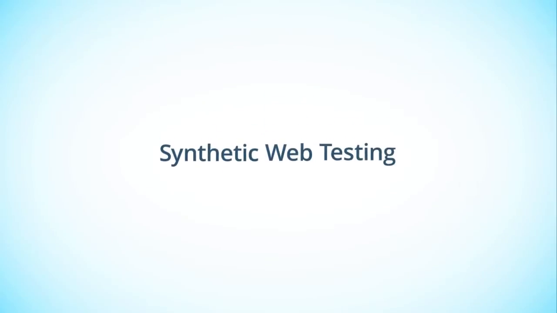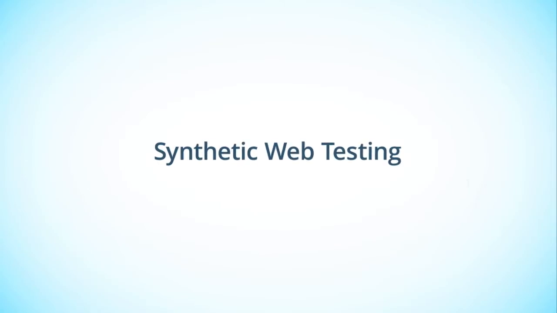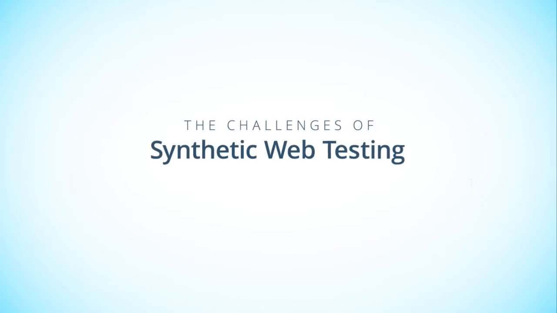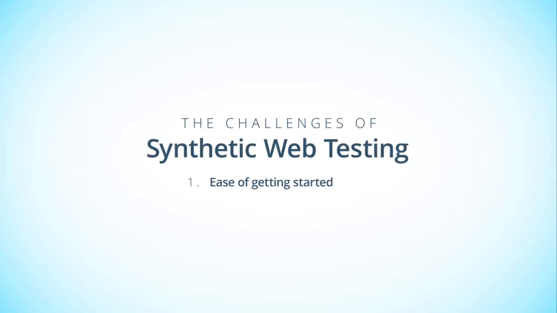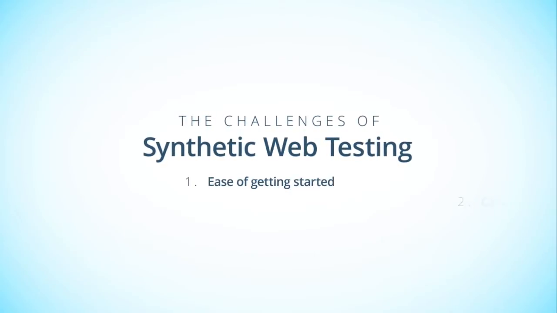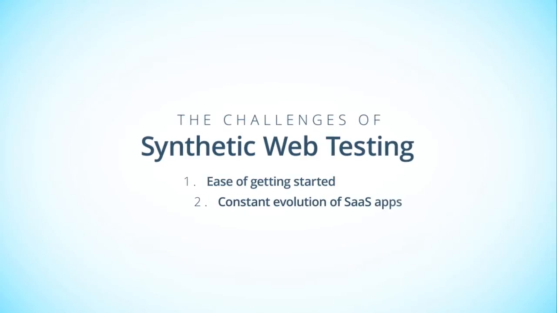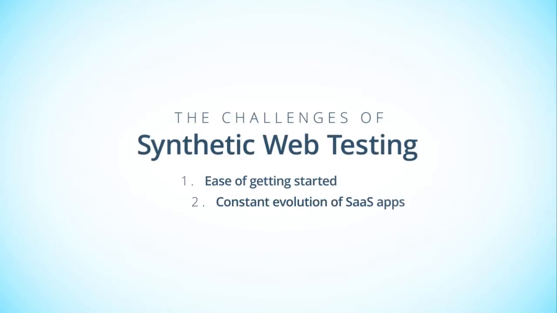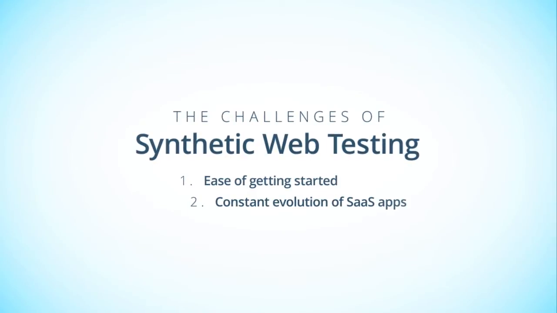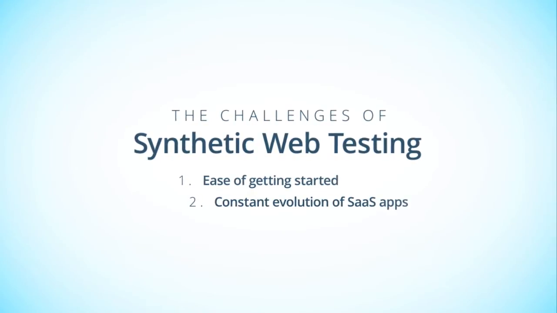Synthetic web testing has been around for several years and is used extensively within the QA departments of companies whose products are web-based. Using this approach for capturing performance from a user's point of view is challenging for a number of reasons. The first challenge is the ease of getting started. Modern web applications are complicated, and the scripts needed to interact with them can be quite complex to create. The second challenge is the constant evolution of SaaS apps. Once you get your script running properly, even minor changes in the SaaS application can break your script, and suddenly you're blind to performance issues once more.